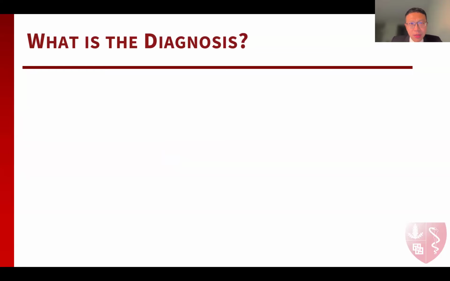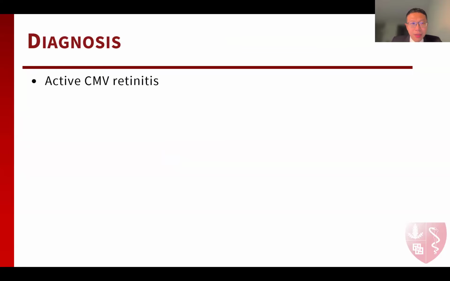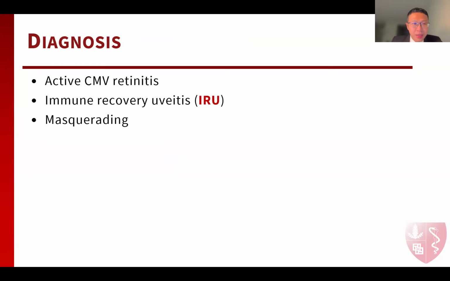And what is the diagnosis this time? Could it be active CMV retinitis? Or could it be immune recovery uveitis? Or could it be masquerading syndrome? That means our previous diagnosis probably is not correct.